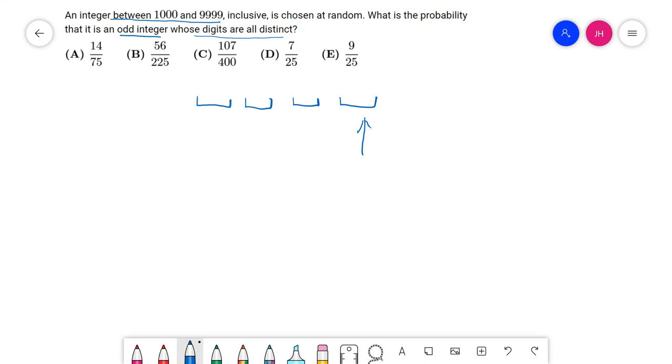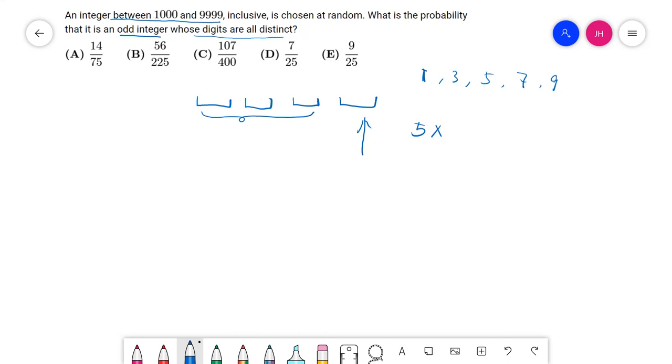All right, let's pick the last digit first. This last digit got to be from 1, 3, 5, 7, and 9. It got to be one of these 5 odd integers. So we have 5 choices. How about the other 3?